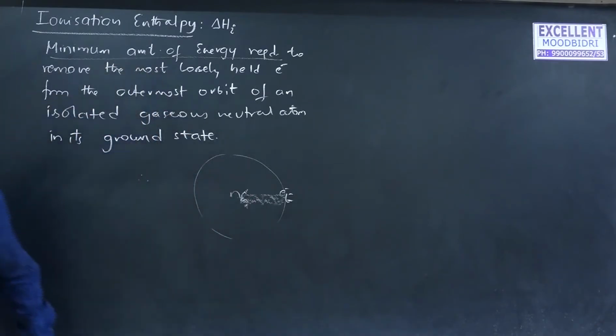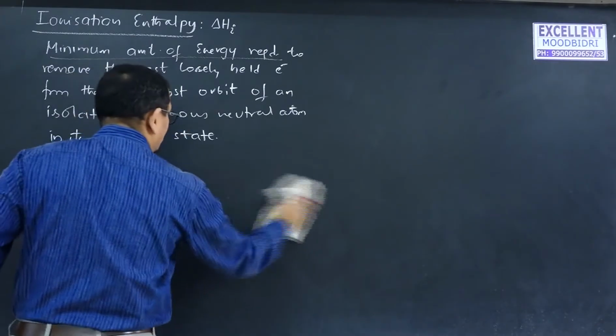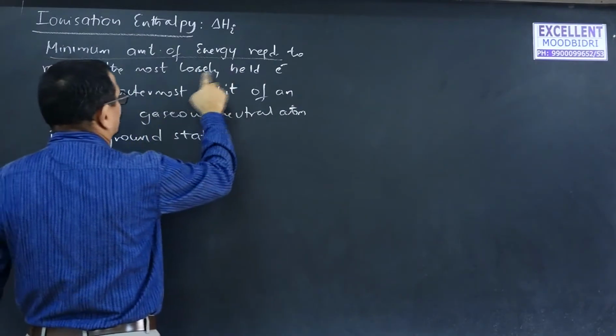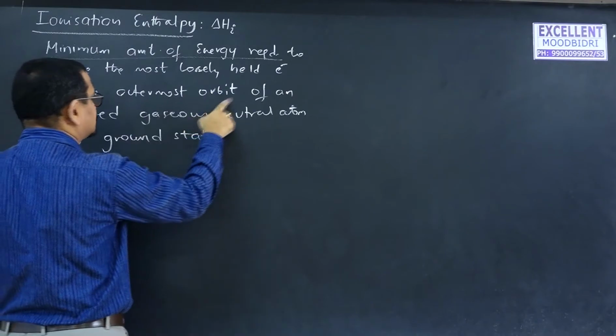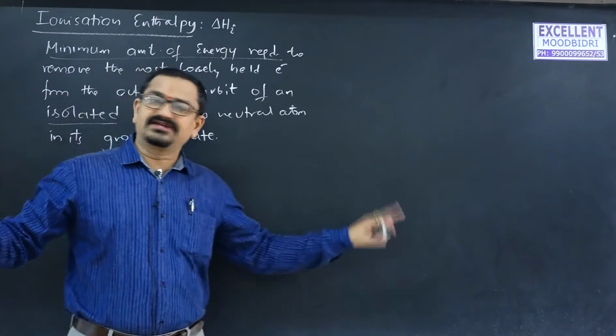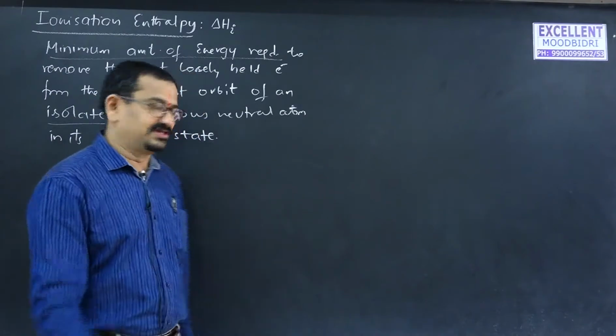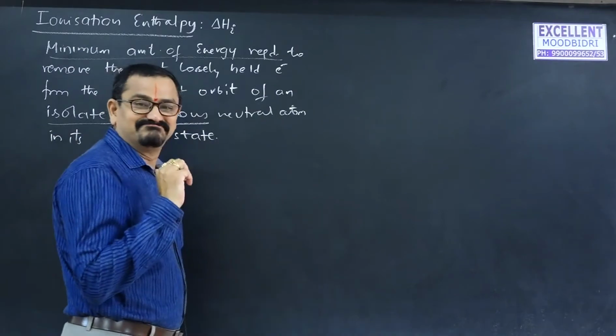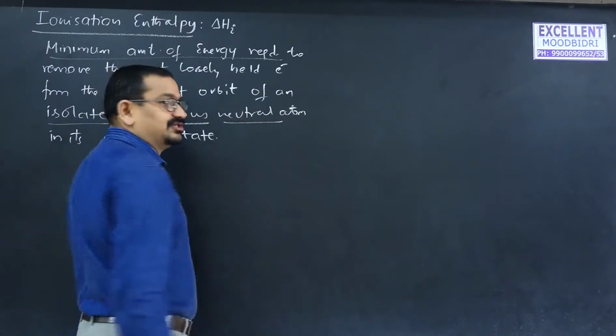So ionization enthalpy is nothing but the minimum amount of energy required to remove the most loosely held electron from the outermost orbit of an isolated atom, which means it should not be in contact with any other atom. First point. Gaseous, it should be in the gaseous state. Next, neutral atom, it should not be charged.